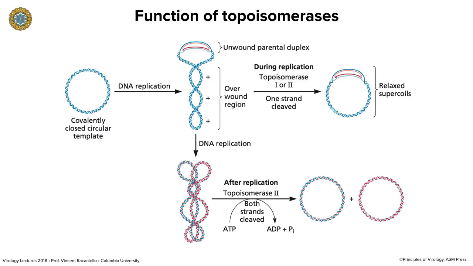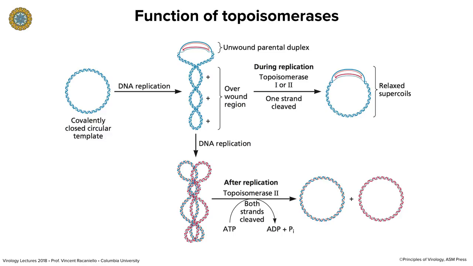So there's a topoisomerase, a cellular enzyme, can be topoisomerase 1 or 2, that cuts one strand, and like an elastic band, all the tension is relieved. So that's what we call relaxed supercoil. So as these molecules get overwound, they get cut with topoisomerase 1.